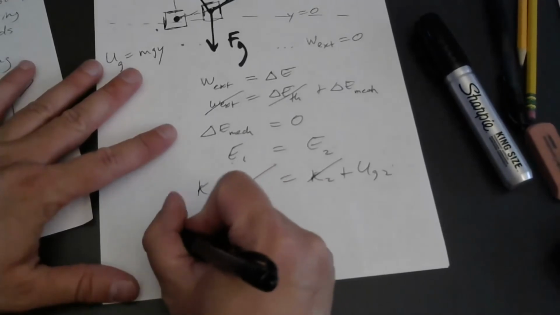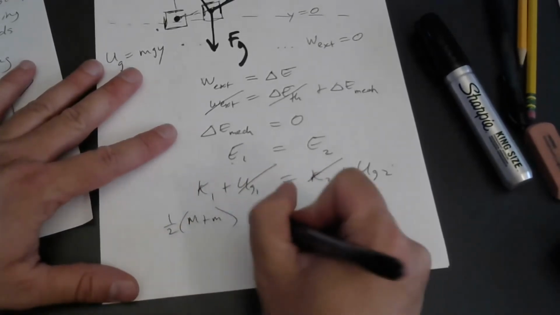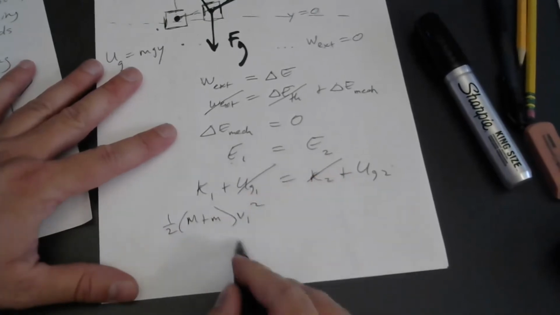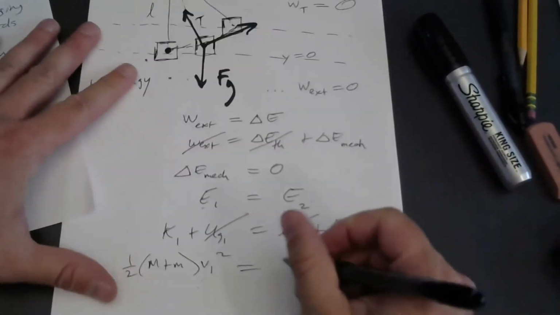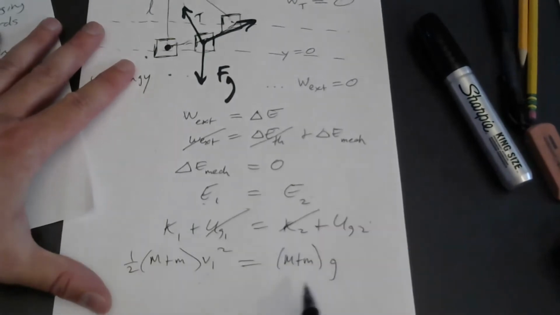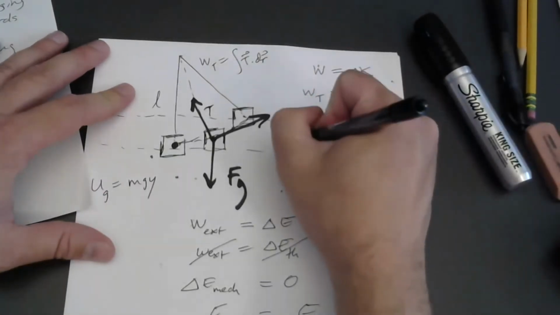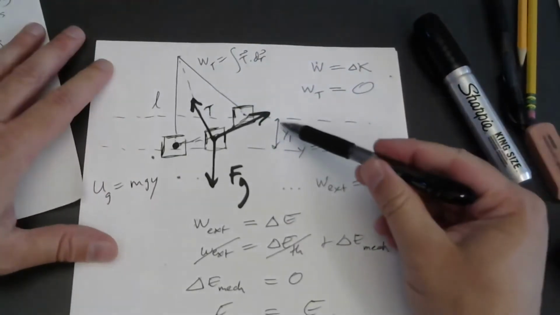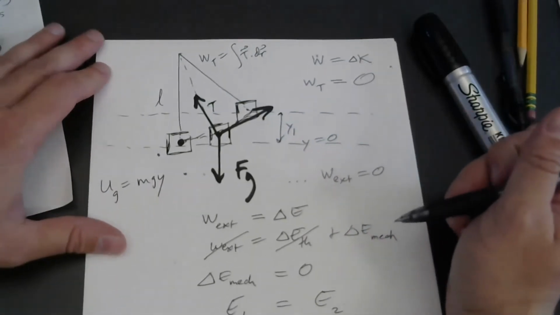Now let's go ahead and evaluate. 1/2 mv squared, where the total mass is block plus the bullet. There's the V1 that we're looking for. And at the top, we use this formula: total mass, big M plus little m, times g, so I'm using mgy, but now we need the y-coordinate of the top here. So I'm going to call this Y1. This is the height of the center of mass of that system at time 1. And how do we get that?